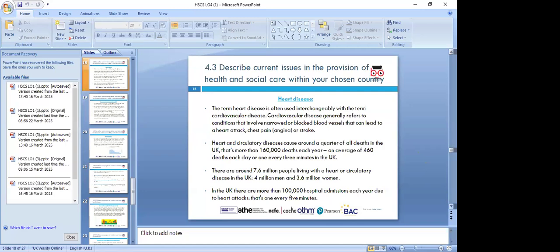Heart and circulatory disease cause around a quarter of all deaths in the UK. That's more than 160,000 deaths each year. An average of 460 deaths each day, or one every 3 minutes in the UK. This is very serious.